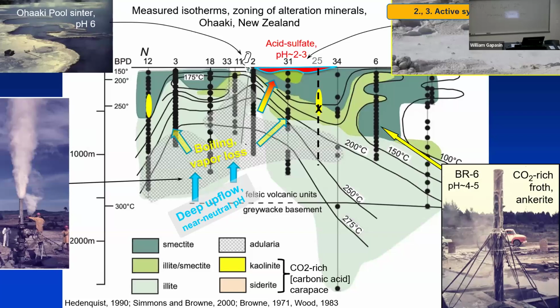For some reason, there should be an animation that's not showing up here. There's a carapace of kaolinite and siderite, very deep. It's not due to sulfate water descending down, it's due to this carapace of CO2-rich, carbonic acid-rich fluids. And through here, we lost this well.